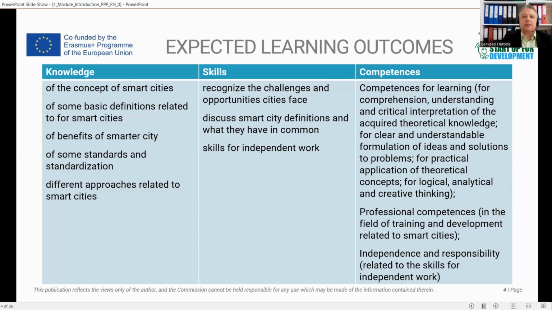There are also some competencies for learning, for comprehension, understanding, and critical interpretation of the accurate theoretical knowledge, for clear and understandable formulation of ideas and solutions to problems, for practical application of theoretical concepts, for logical, analytical, and creative thinking. Professional competencies in the field of training and development related to smart cities, and independence and responsibility related to the skills for independent work.